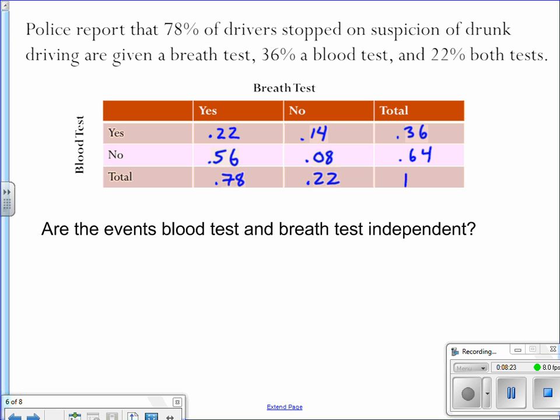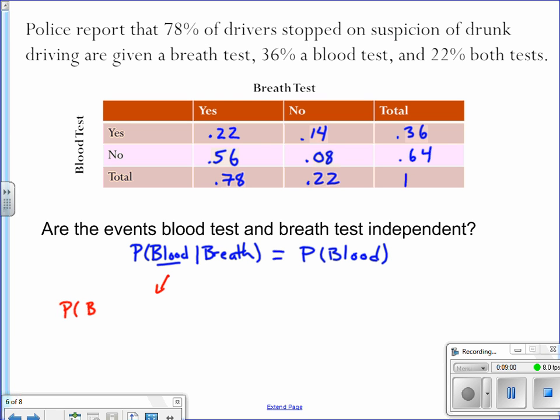So, are blood test and breath test independent? In other words, the probability that we are given a blood test given that we've been administered the breath test, is that equal to the probability that we're just given a blood test, or the individual stopped? I guess I should stop saying us. We would never be pulled over on a suspicion. Better not, anyway.